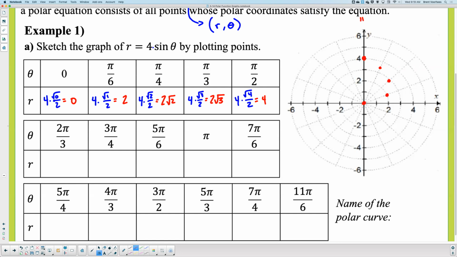In case you don't know what these are, that's pi over 2, that was pi over 3, this was pi over 4. I was wondering why you were plotting them like that. I was like, oh, he's just basing it off of the unit circle. There you go. It's based off the unit circle.